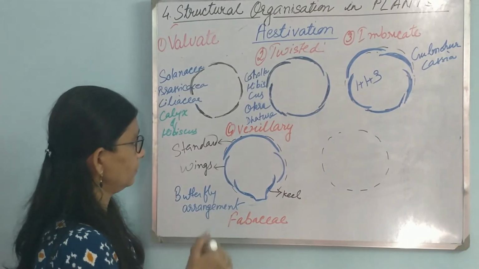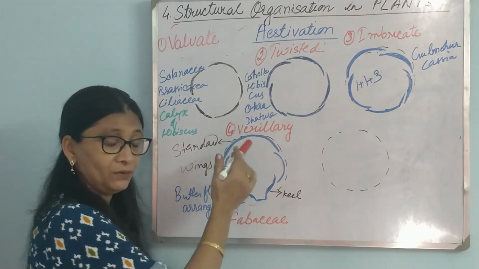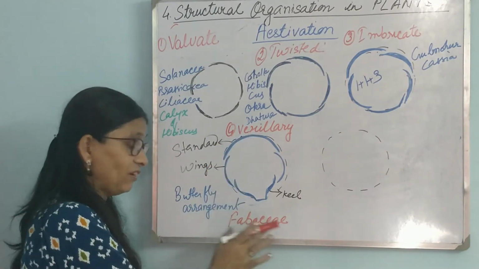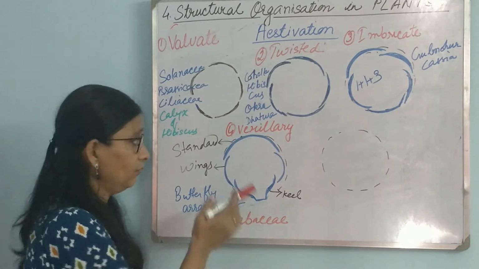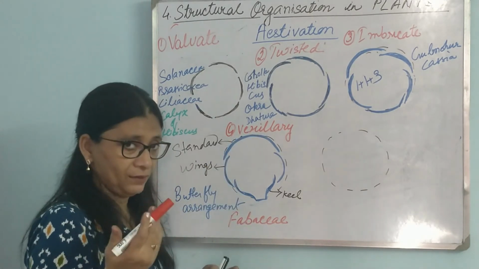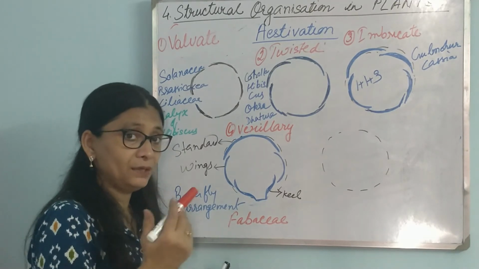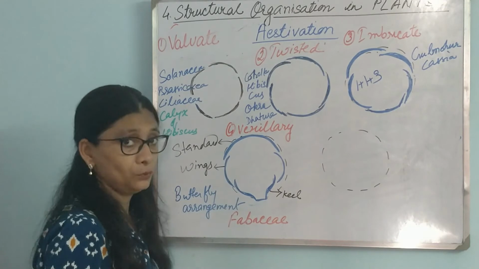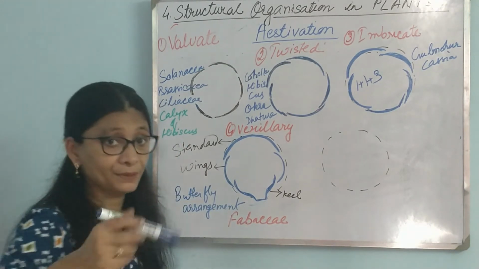So this is about vexillary, and how to remember. See, vexillary, V, no? So make it very, very, very, and Fabaceae, fabulous, very fabulous. So with this you can remember vexillary will be Fabaceae. Just keep in mind, these are all leguminous plants. So pea, bean, all this comes in Fabaceae. So you can understand like that. You have to remember the example, that is the most important.